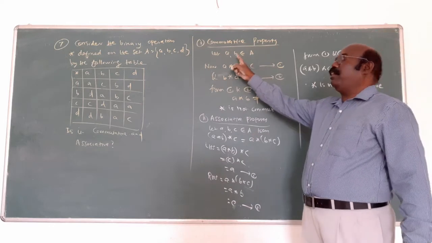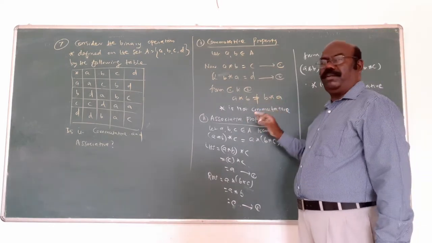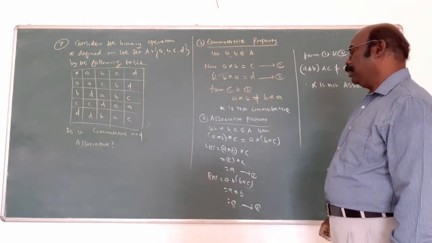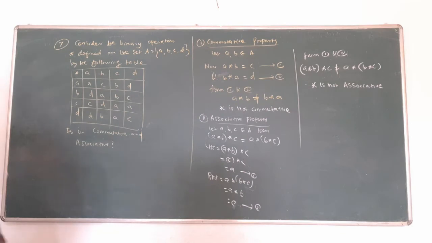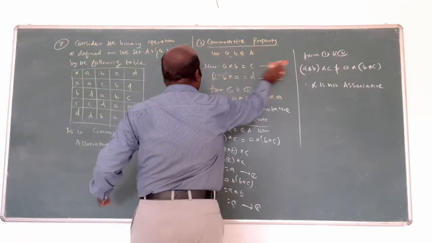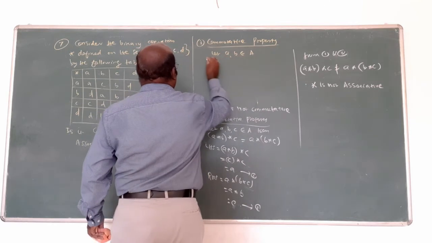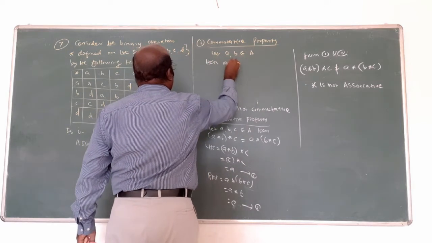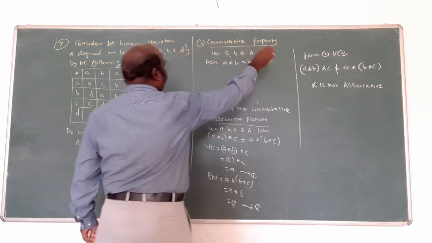So you must know the definition. Otherwise, this problem also you will find from the basic definition. Not this area, previous area. When A, B belongs to A, then what is the formula? A star B equal to B star A is the definition of commutative property.